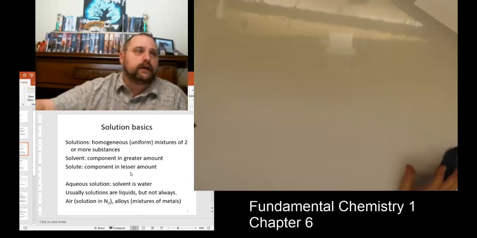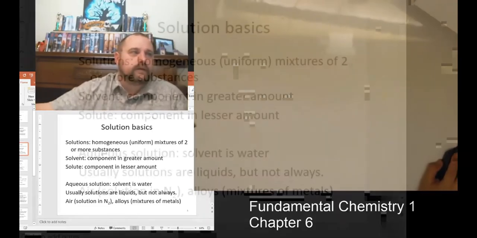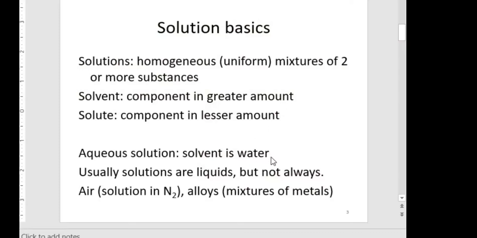All right. Now I also have on here that it says the aqueous solution, that the solvent is water. That's easy enough. But we can also have air, and it says the solution in nitrogen. And that's because 79% of air is nitrogen gas. And so you have all these other things that are in air, oxygen and water, carbon dioxide, carbon monoxide. And so they're all dissolved in the nitrogen because there's more of it. So the solvent would be N2. Okay, an alloy, which is just a mixture of metals.